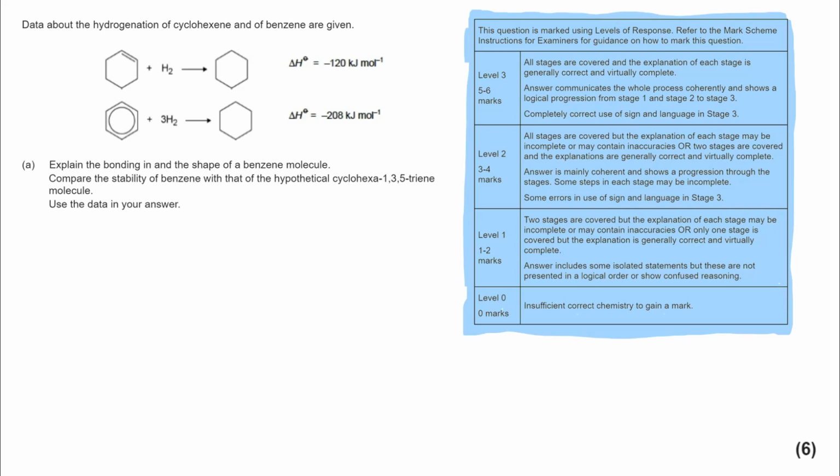As always, if you cover all 3 of the stages well, you'll get into level 3. If you cover 2 of them well, or you attempt all 3 of them, you get a level 2. And if you complete 1 of them well, or attempt 2 of them, you get into level 1. So let's look at the first stage that you need to cover, and that's the bonding within benzene.